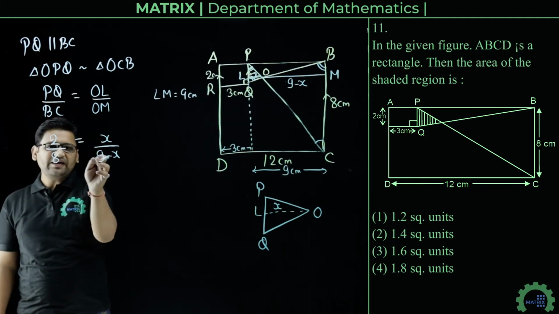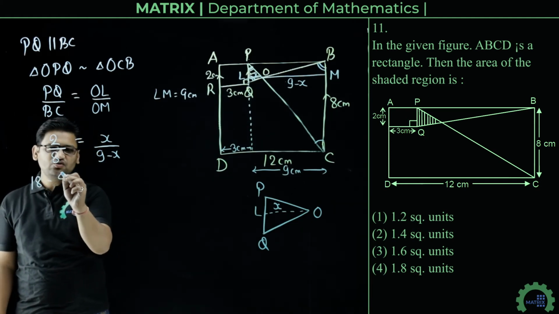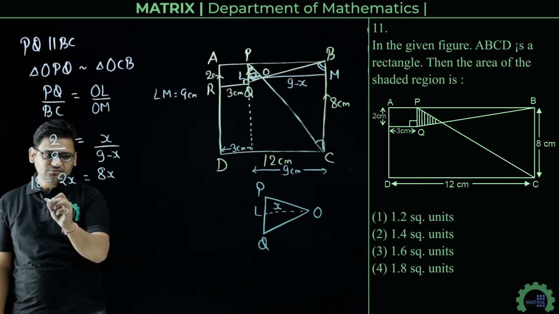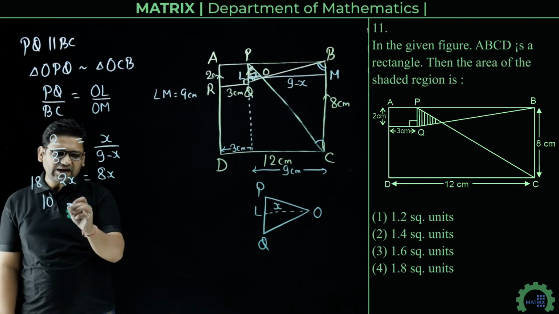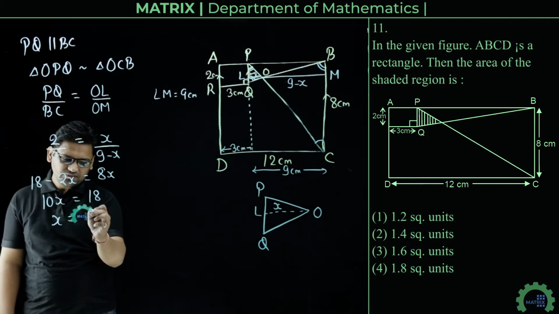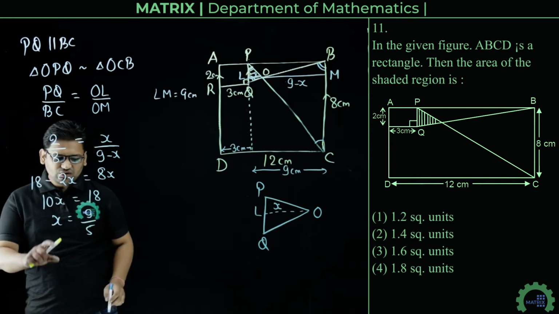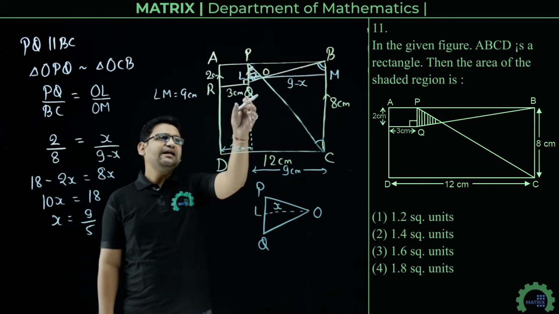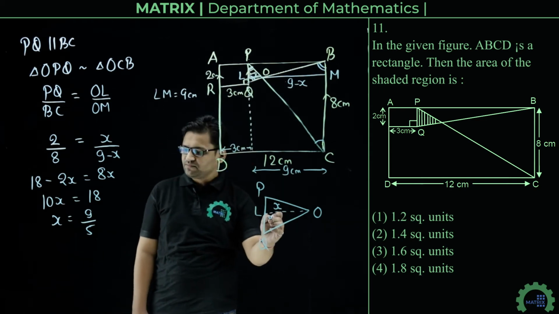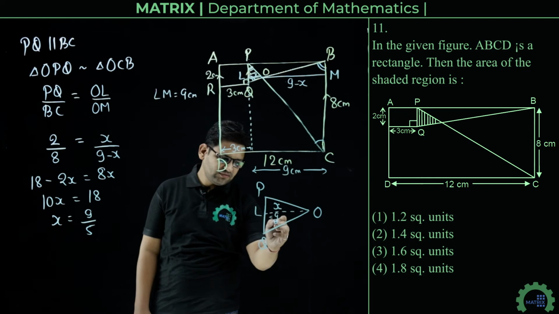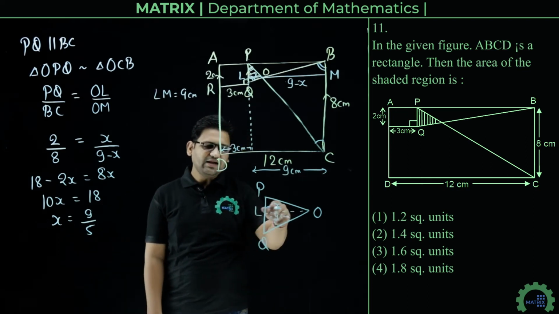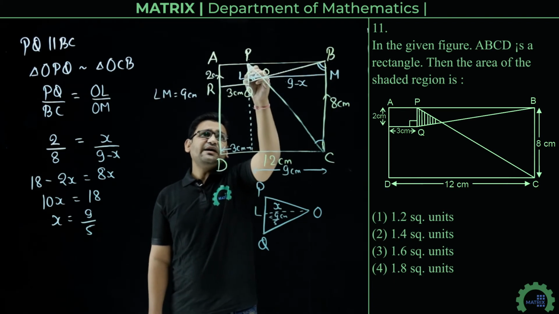So on cross multiplying it, we get 18 minus 2X is equal to 8X, or we can write 10X is equal to 18, or X equals 9 by 5. So the value of X is 9 by 5, that is, the length of the altitude of this triangle OPQ is 9 by 5 centimeter.